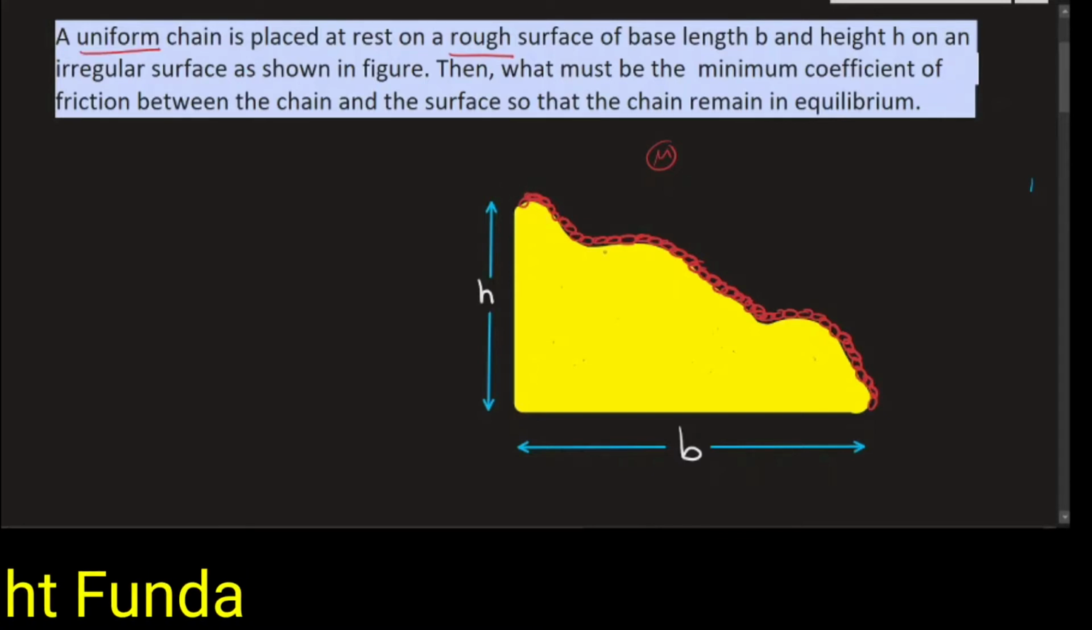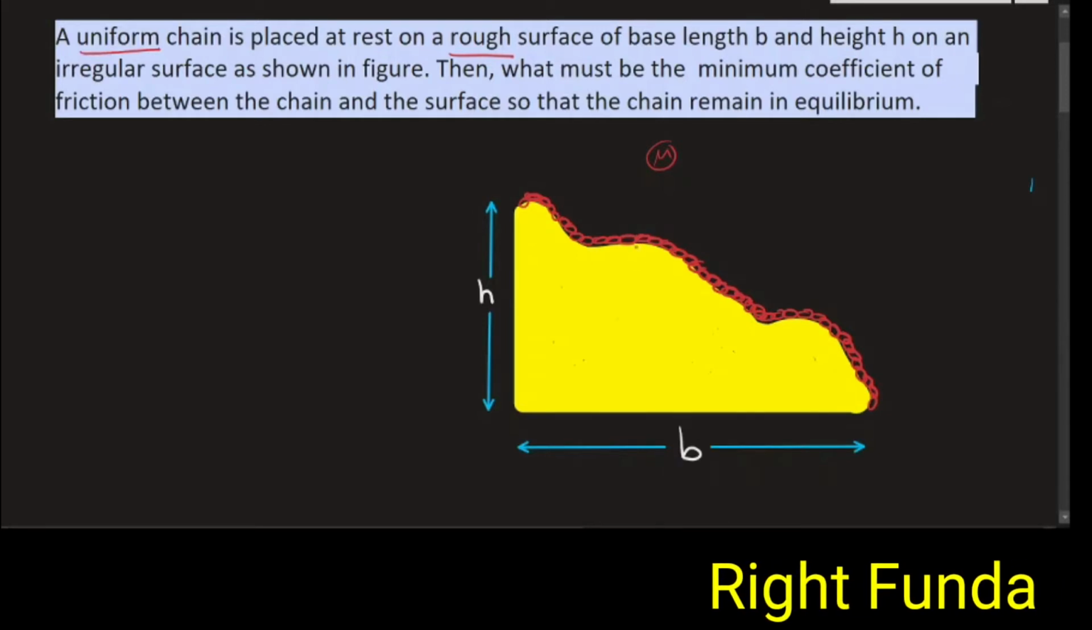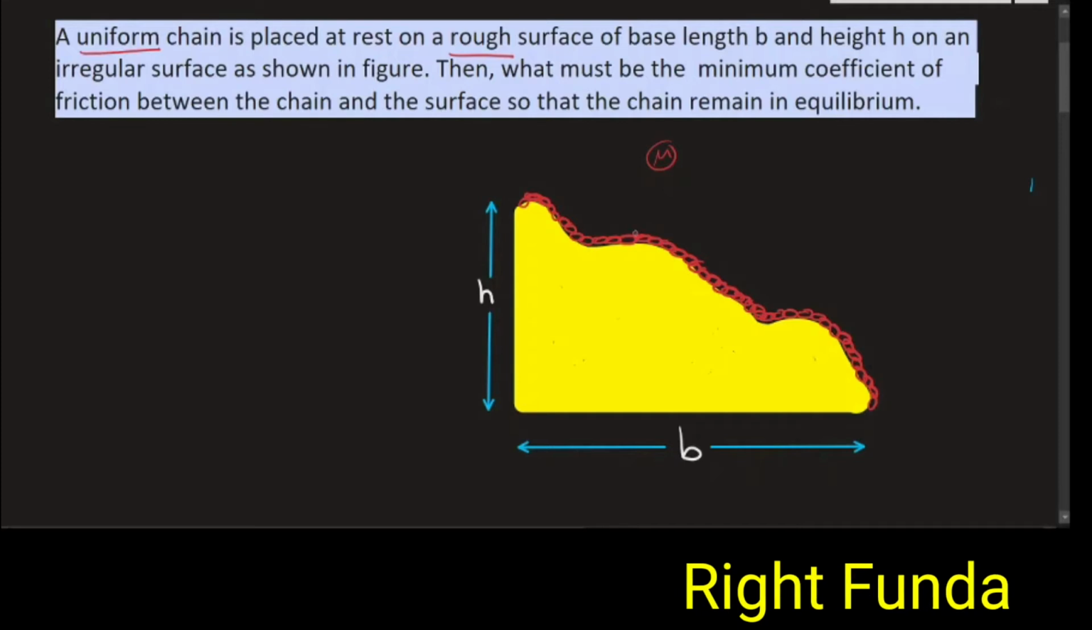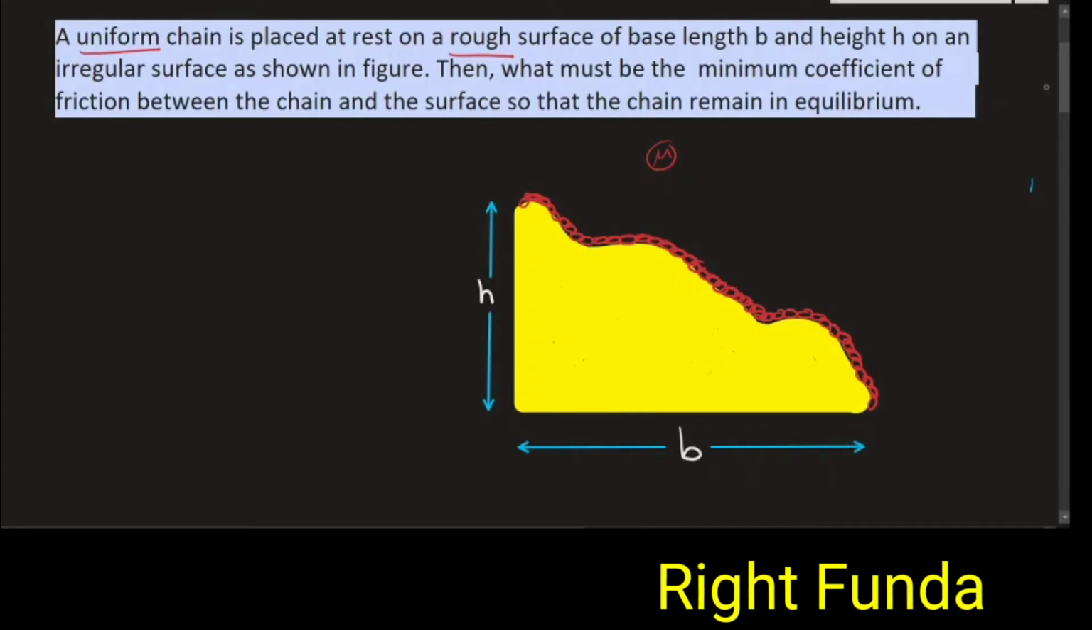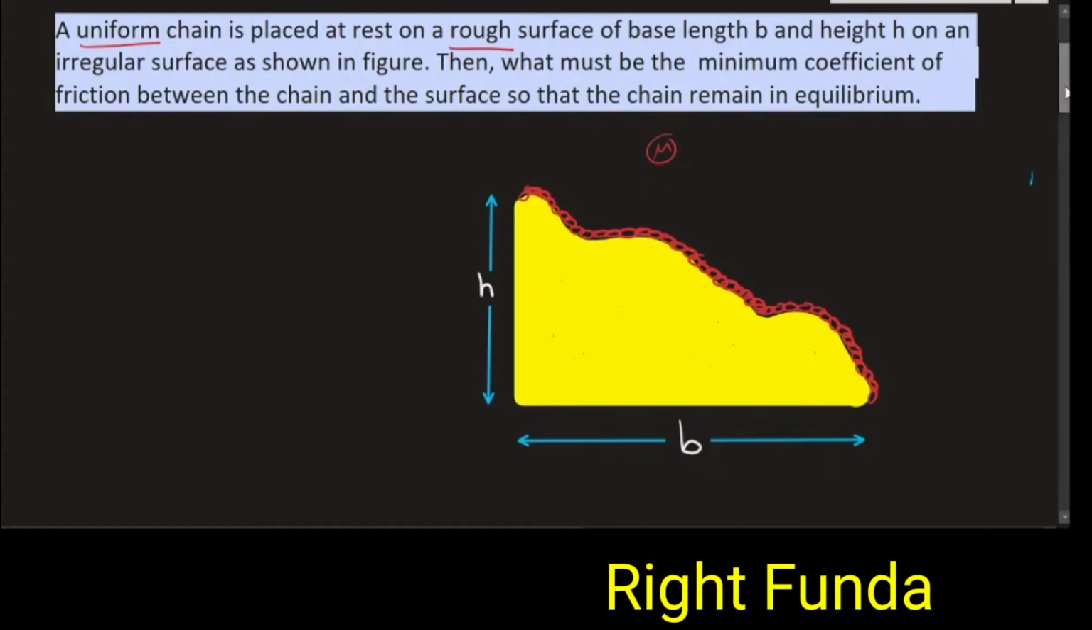So the friction force will act everywhere, but the direction of the friction force is varying. When something is varying, automatically one thing should come out: we should take an elemental length, and for every small element we should set the equilibrium condition and solve it. It requires us to integrate. So that should be at the back of the mind, and we'll start solving with this element.